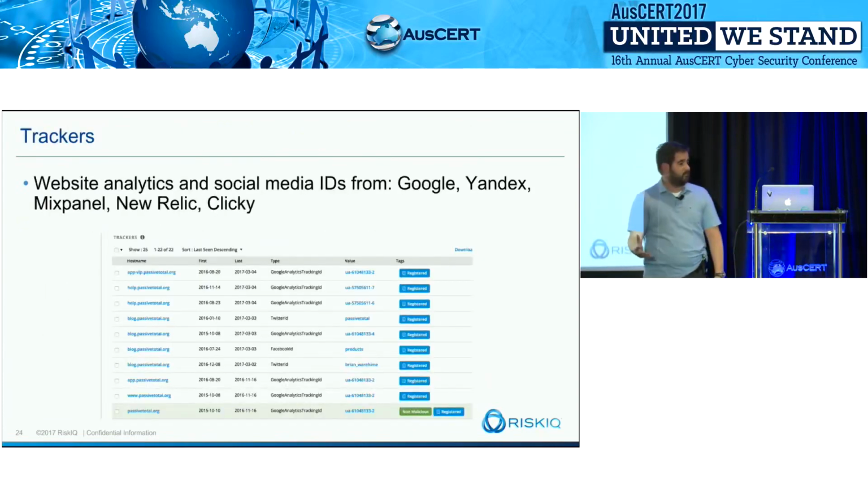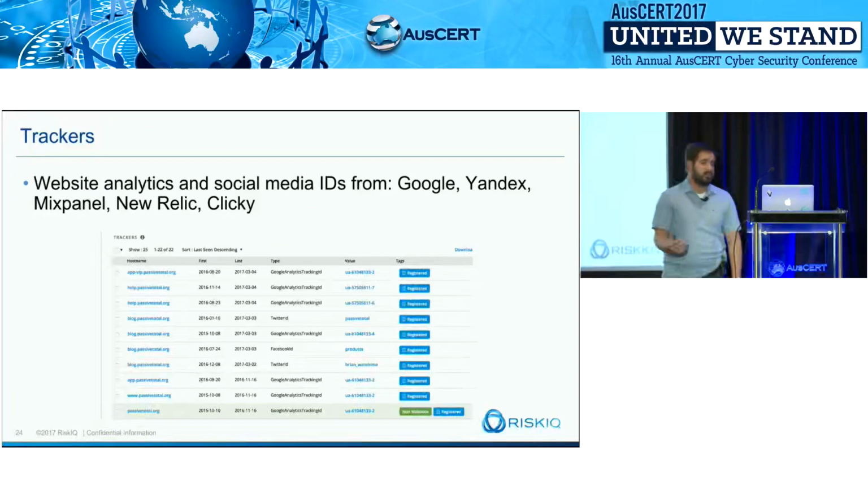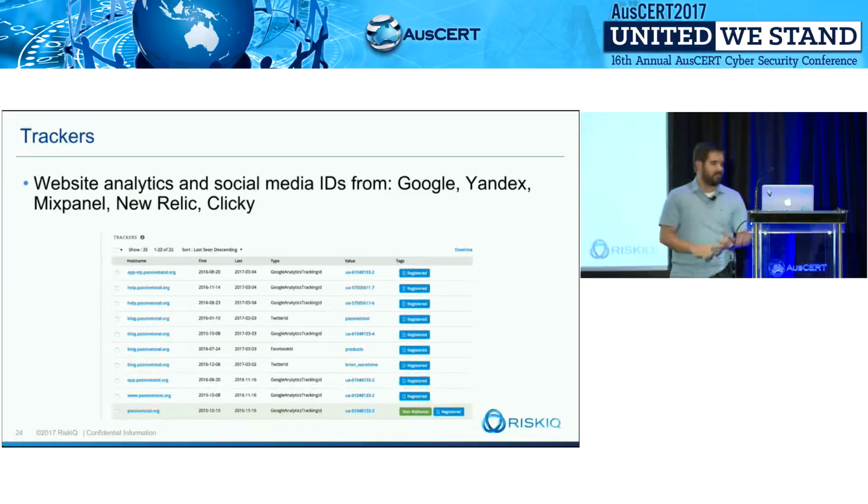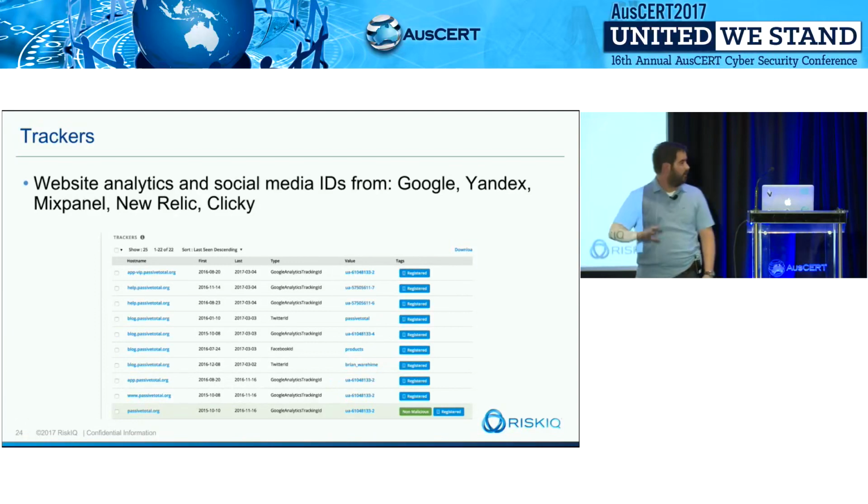Beyond SSL certificates, we have the idea of trackers. So I showed the document object model that we pulled down. I said we index it. One of the things we index is for tracking IDs. These are things like Google Analytics codes, clicky IDs, New Relic, Twitter, Facebook, you name it. Anything that is in a web page that associates to social media or legitimate analytics on a web page, we index. You may ask why.